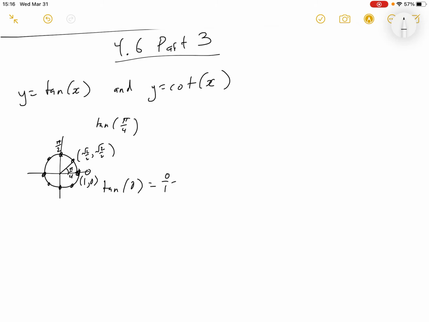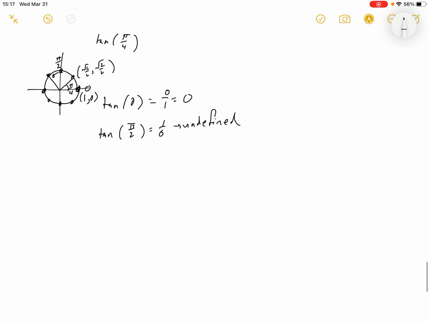So this would be 0 here. And then tangent of pi over 2 is actually going to be 1 over 0. So this is going to be undefined, which will show up as an asymptote, just like we saw in the other examples. And then it's going to keep sort of going around. So at this point, we'll get -1. And we'll end up having a graph that looks something like this.